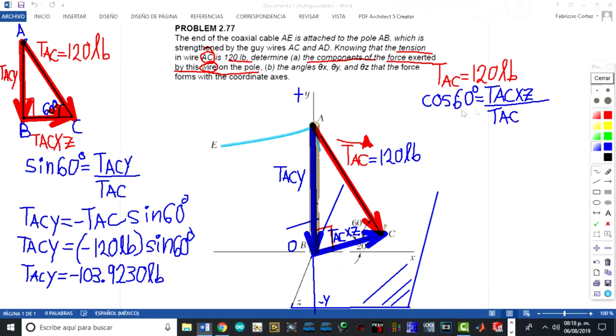And in this equation, we isolate TAC XZ. In this case, we don't consider the sine of this, because this arrow, TAC XZ, is mixed between the X axis and the Z axis. We don't have a definite direction of the force, so we don't consider the sine.